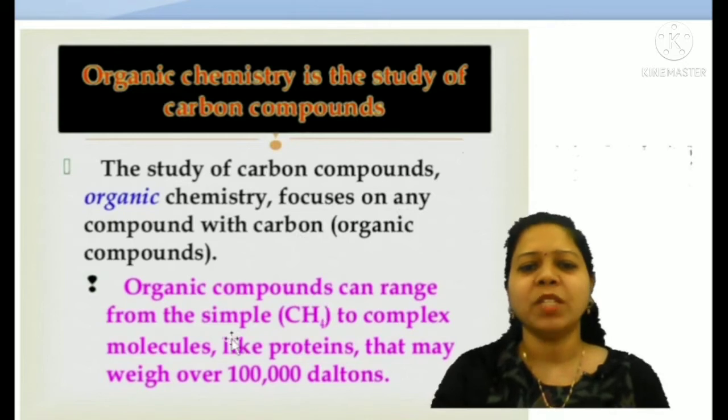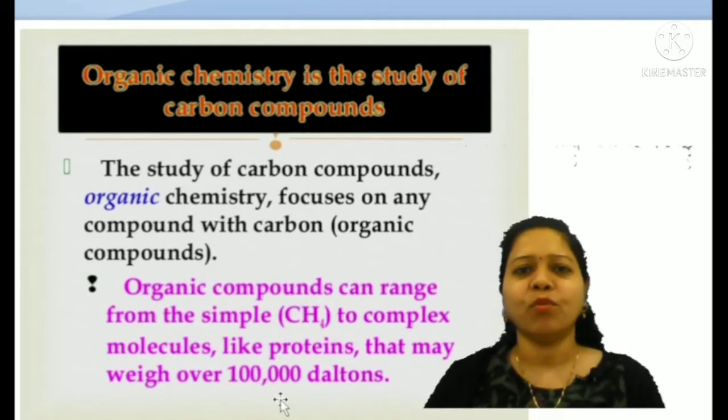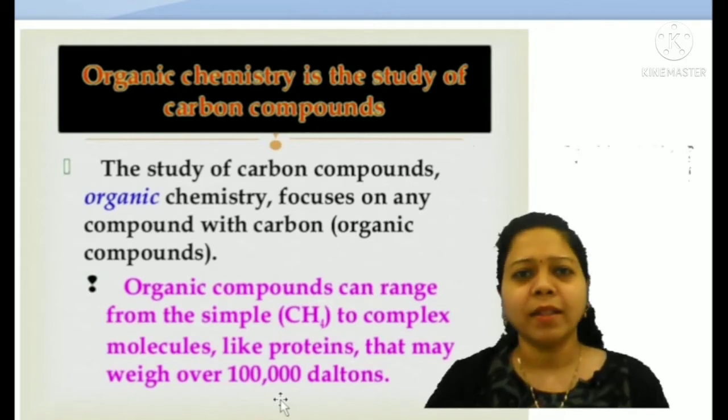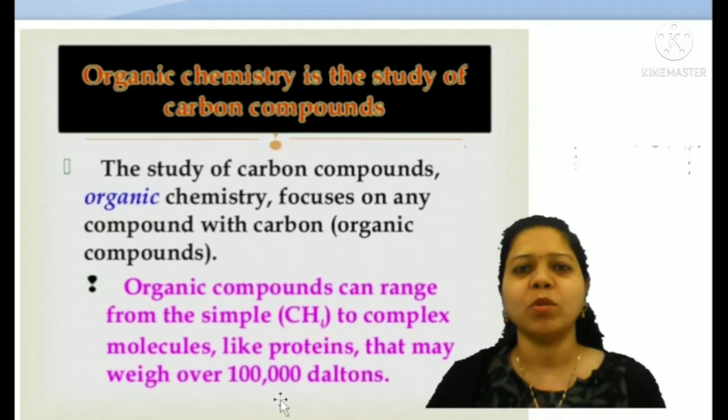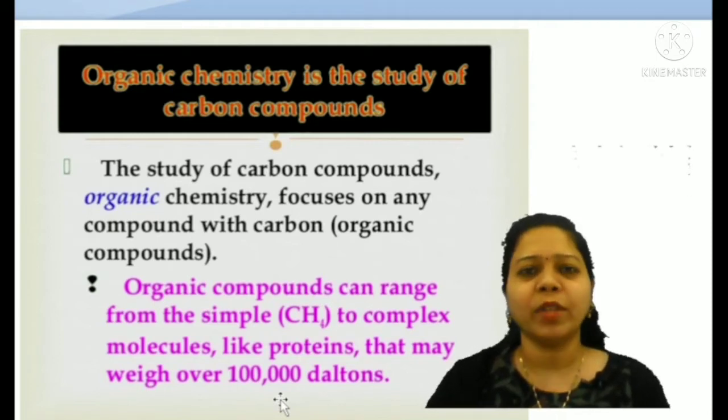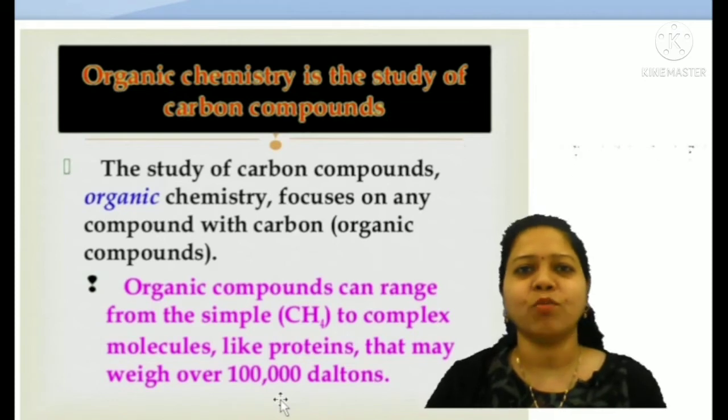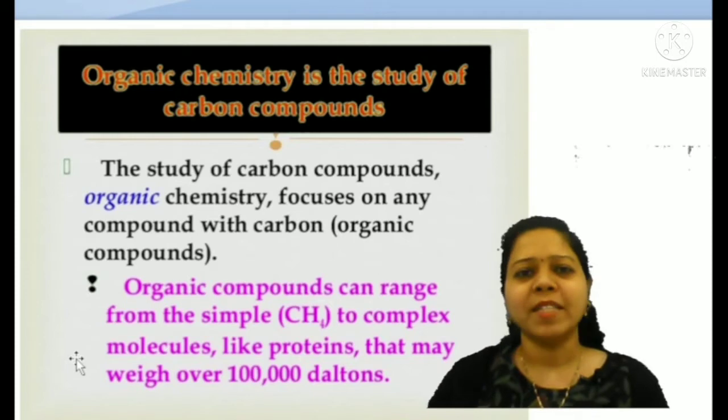Organic compounds can range from the simple methane, that is CH4, to complex molecules like proteins that may weigh over 1 lakh daltons. There are millions of types of carbon compounds. Why are these different types of carbon compounds formed? Which properties does carbon have because of which it is able to form different types of compounds? We'll see next. Before that, we'll see where carbon occurs and in which form.